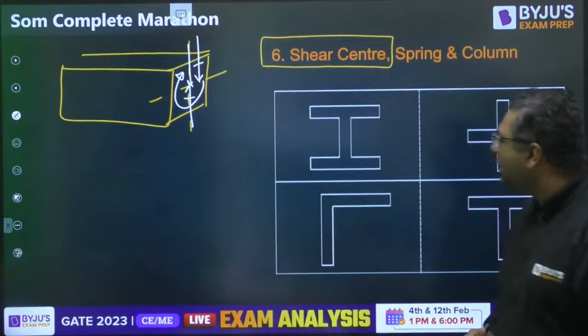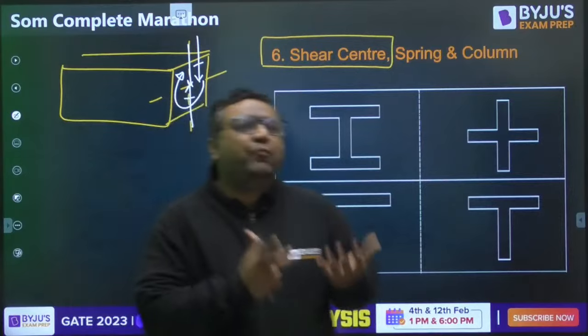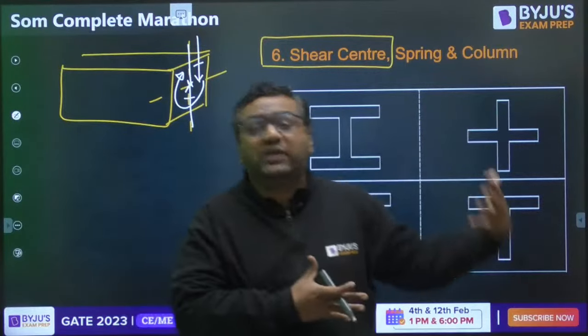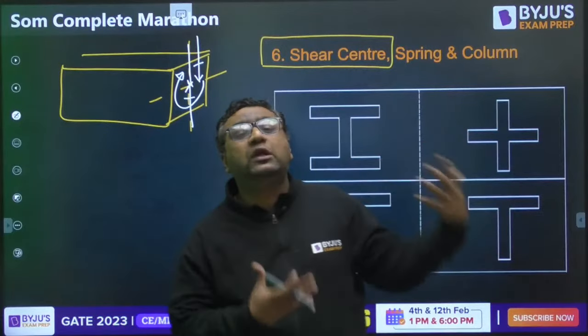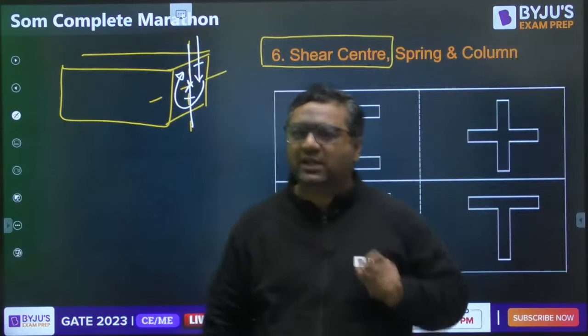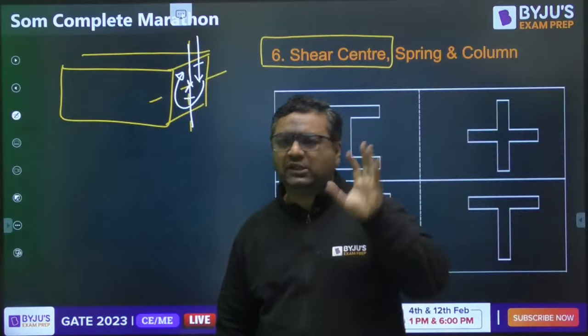Now, my dear, we are talking about how to find out the shear center. For the objective paper, you need not derive all those relations, because they need 2 to 3 pages of derivation. For that, I will give you a shortcut to find the shear center. First of all, you will see any cross section that is given to you.